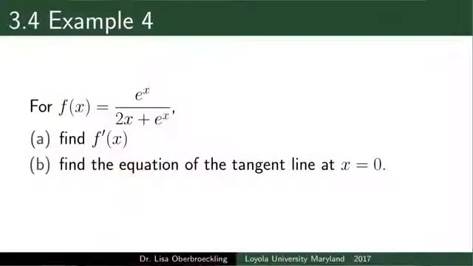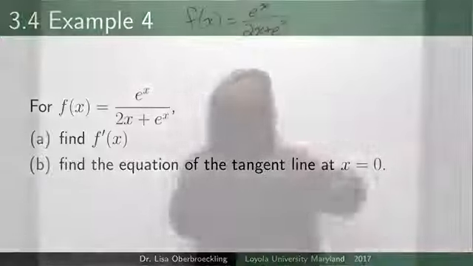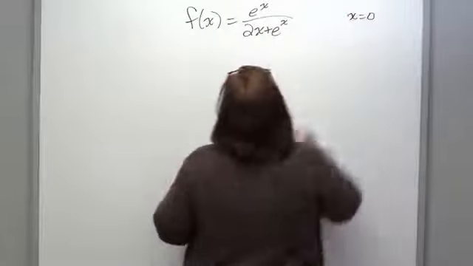In this example, we're going to practice the quotient rule and finding the equation of a tangent line. So we are given that f of x is e to the x over 2x plus e to the x. And we are asked to find the derivative as part A. And then we're going to use that information to find the equation of the tangent line when x equals 0. So I'll just write this on the side.